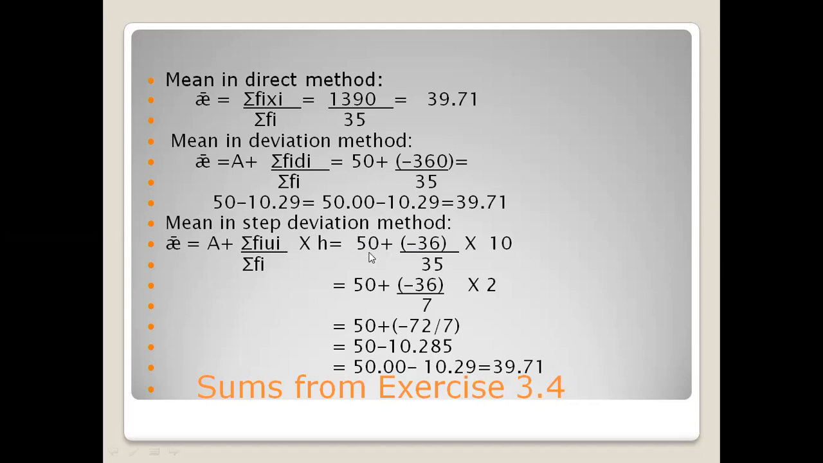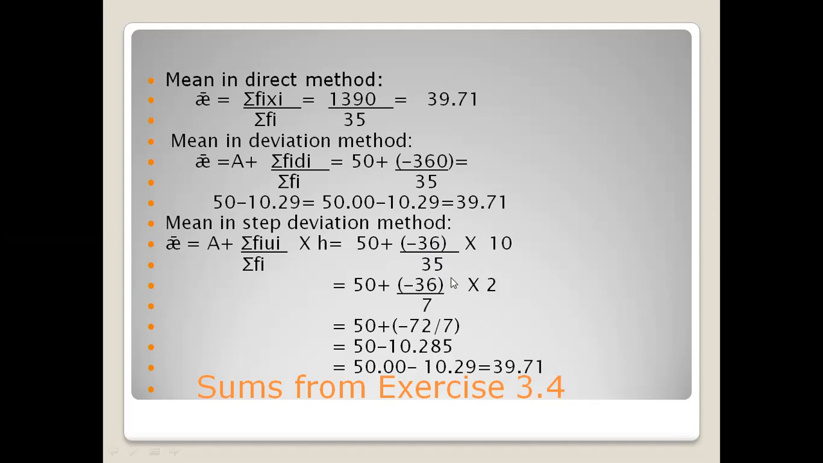You cannot cancel this 50 and this 35 at all. First, completely simplify this part, that is 36 by 35 into 10. Then you add or subtract that value to 50. This is the correct procedure.